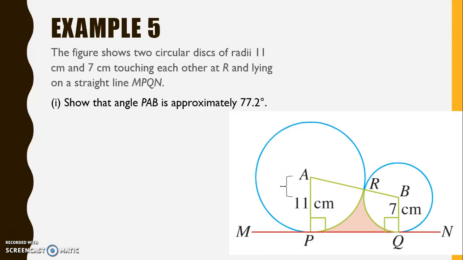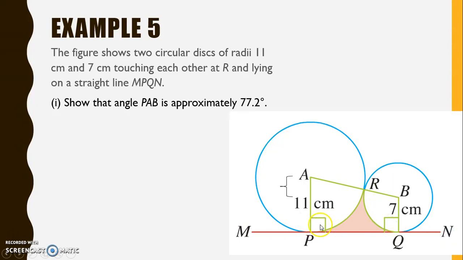Alright, and in our last example, this last example is slightly a little bit more challenging, but it is not difficult as long as you know which lines to draw. Alright, so let's take a look at this example. The figure shows two circular discs of radius 11 centimeters and 7 centimeters touching each other at R and lying on a straight line MPQN.